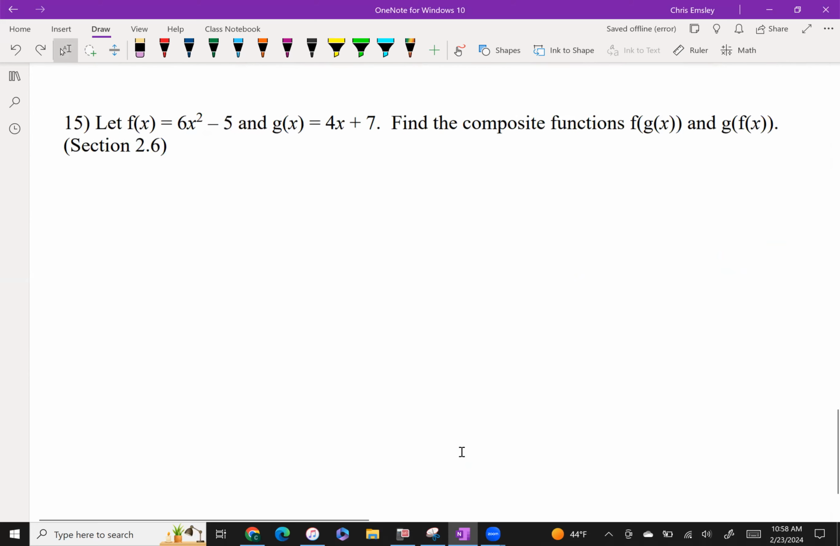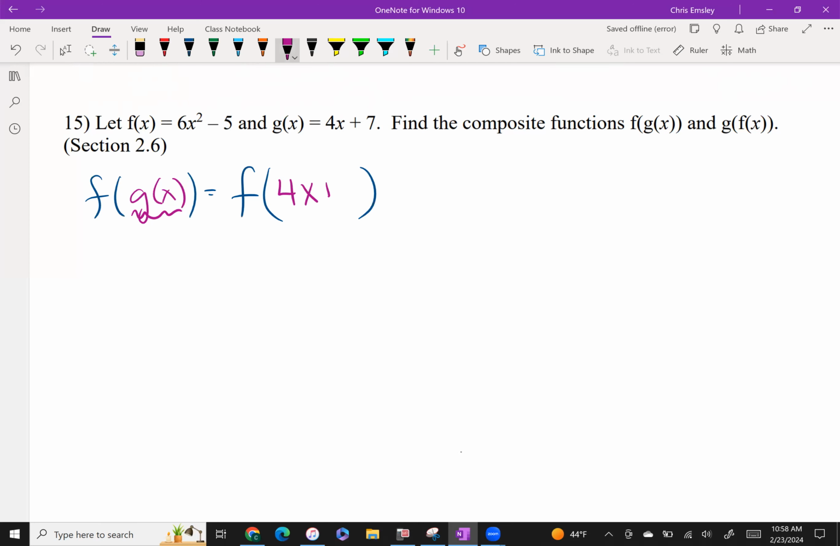And number 15, again, composite functions, very similar process. They just used a little bit different notation for us here. They went straight to the f of g of x notation rather than showing us that little circle step. So same process, replace g of x, the label, with the function itself. Then we want to look to the function f. F is 6 times something squared minus 5. What goes in that parentheses is whatever I had in the parentheses here.